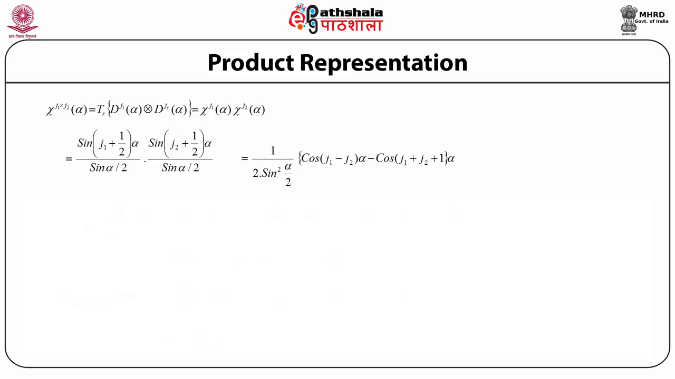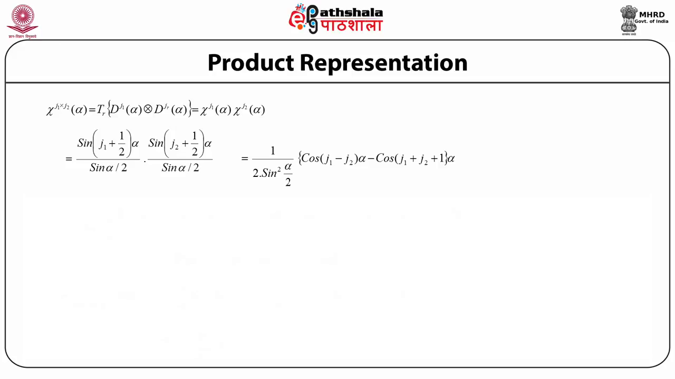Now, sine A sine B can be resolved into cosine of A plus B and cosine A minus B. So, writing this as chi J1 cross J2 alpha equal to 1 by 2 sine square alpha by 2 times cosine of J1 minus J2 alpha minus cosine of J1 plus J2 plus 1 alpha. Thus, we have reduced the product which occurs in the character of the product representation to a sum.